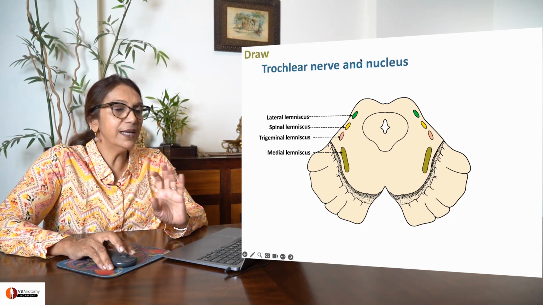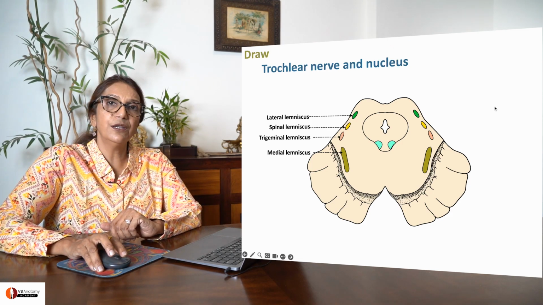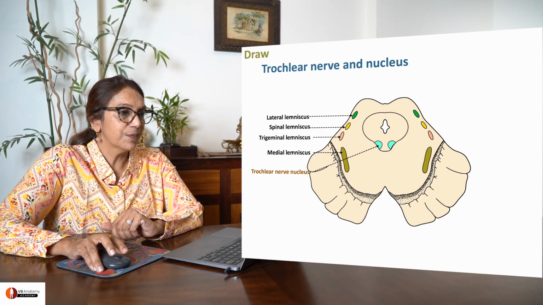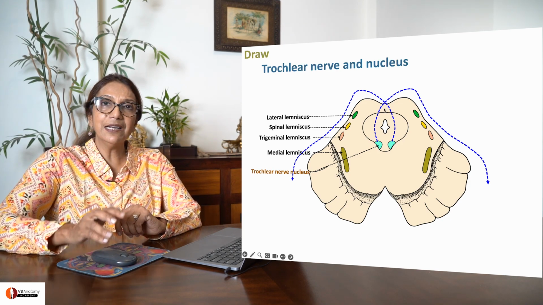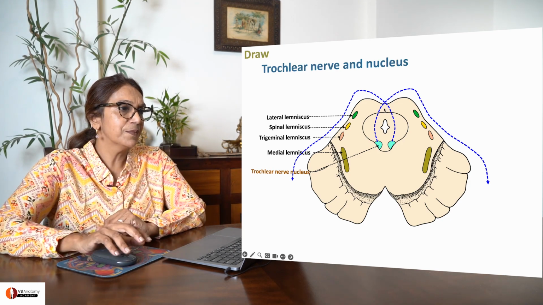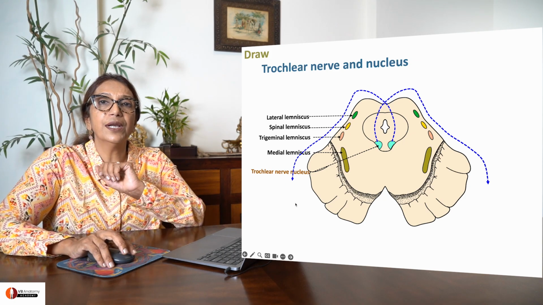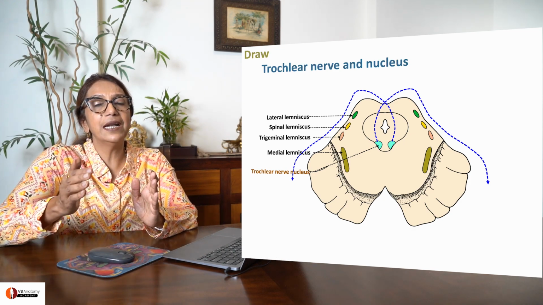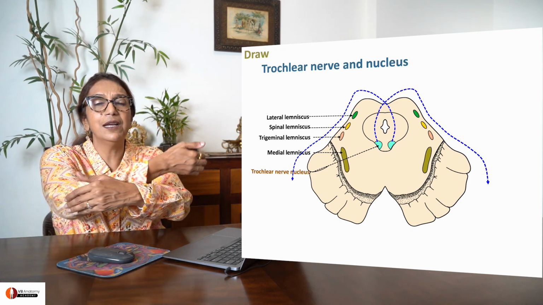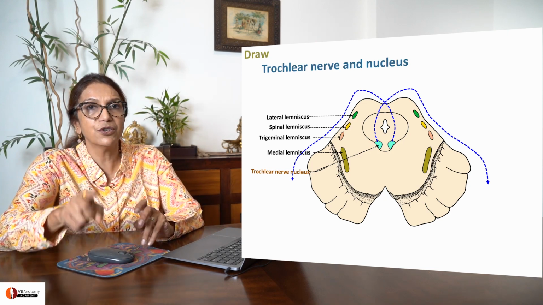Let's add a trochlear nerve and nucleus now to this diagram. So here is the trochlear nucleus. The trochlear nerve emerges from the trochlear nerve nucleus. The fibers can be seen clearly crossing dorsally, winding around the midbrain, coming anteriorly. This is how your trochlear nerve is formed. Trochlear nerve is the only cranial nerve that decussates, crosses completely before coming forward ventrally. It's the only cranial nerve that takes origin dorsally.